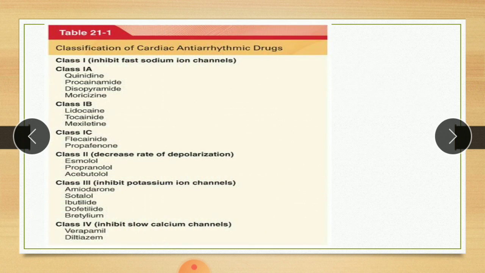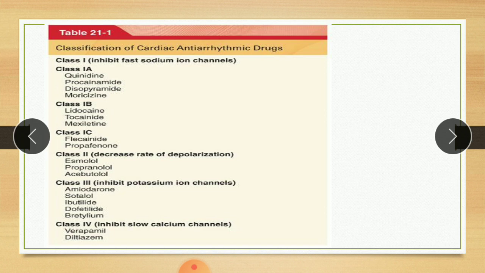Now the classification of antiarrhythmic drugs. It is classified as class 1. These drugs inhibit the fast sodium ion channel. It is also called a membrane stabilizer. So class 1 is the membrane stabilizer. It is further divided into 3 types. Class 1A, examples quinidine, procainamide, disopyramide, etc. Then class 1B: lidocaine, procainamide, mexiletine. Then class 1C, examples flecainide, propafenone. So class 1 is subdivided into 3 types, 1A, 1B, 1C.